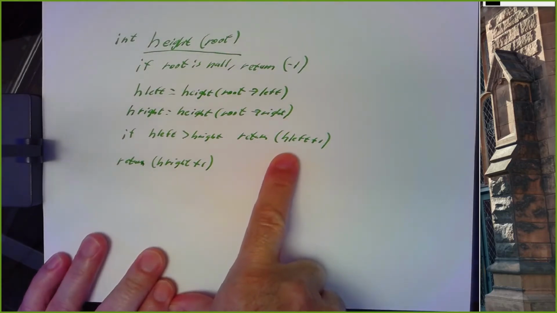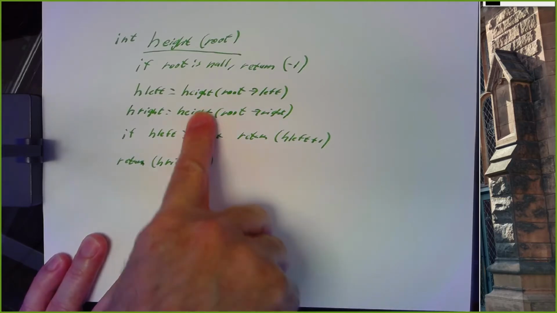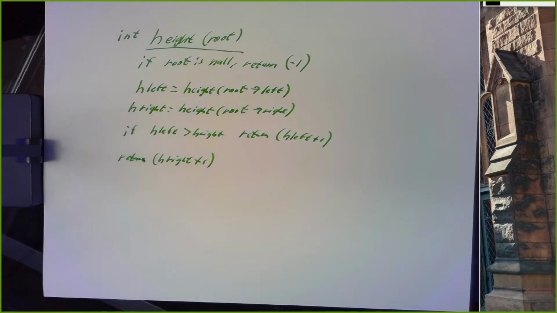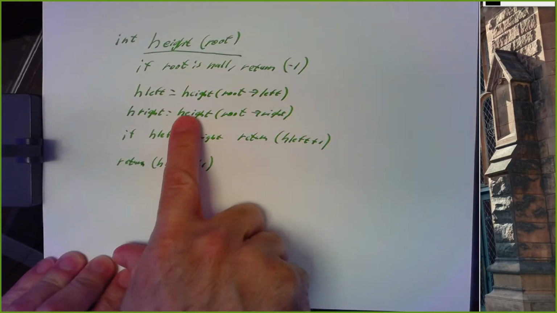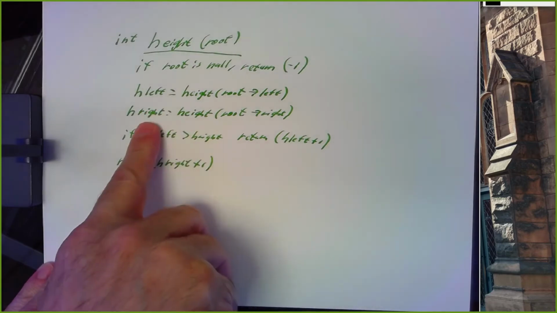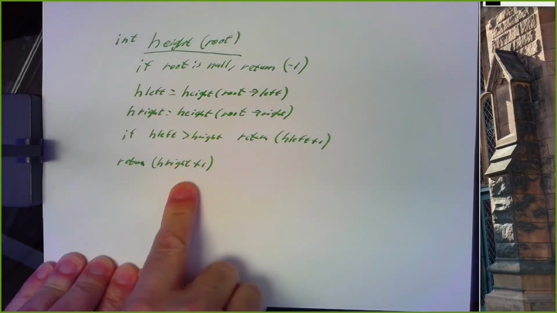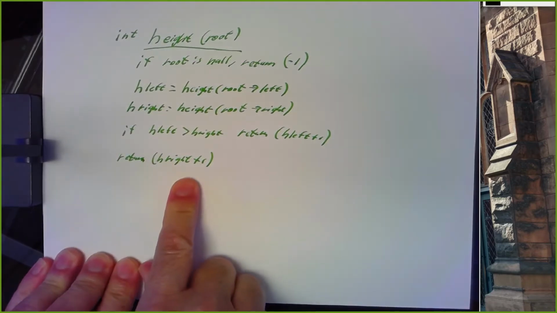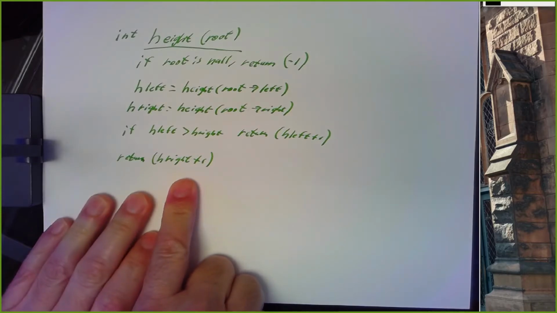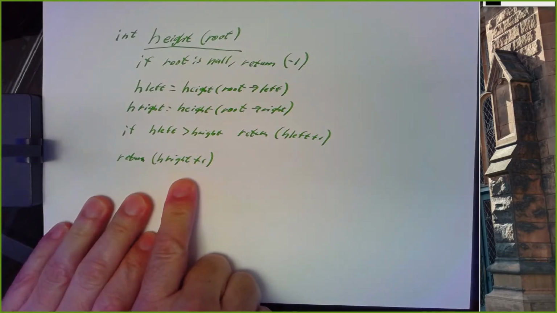So if my tree has a height of 3, I'll end up calling the height function from every node in the tree. And when I call it from a leaf node, it will call height on its null children, get back -1 from both of those, and it'll return -1 + 1, which is 0. So our leaf node will come back and report a height of 0.